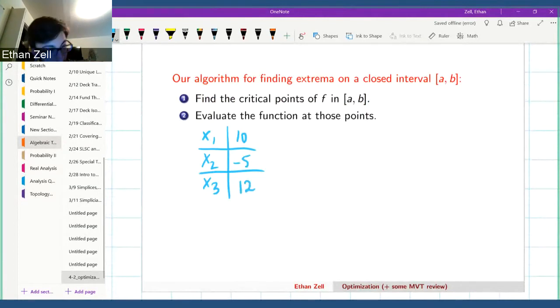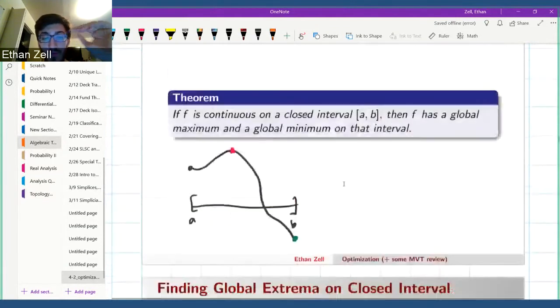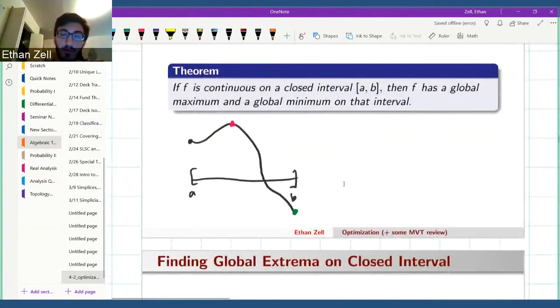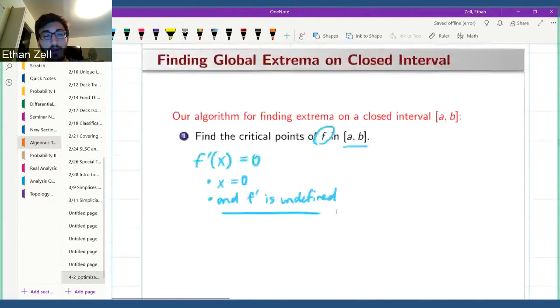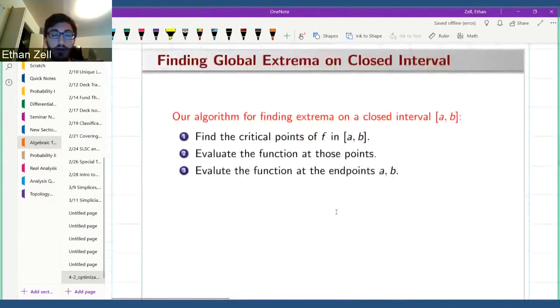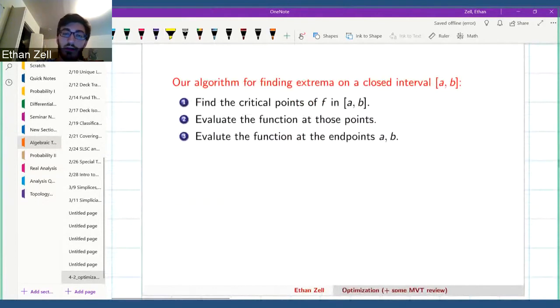So far, we might be tempted to say, oh, well, we have a global max here, and we have a global min here. But we're not quite done, because in this example, the point B here is not a critical point. This is just at the edge of the function, so we have to check the edge of the function as well. So that's what step 3 tells us to do: evaluate the function at the endpoints, A to B.